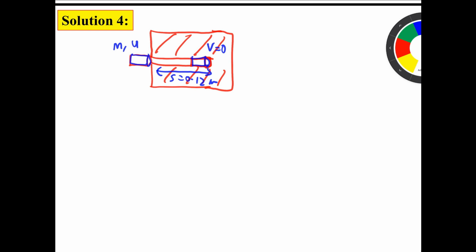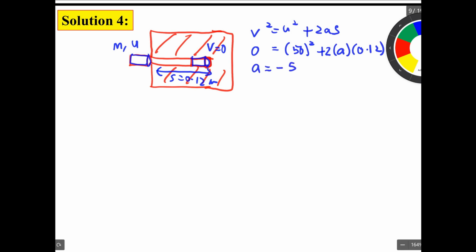Okay, so first apply V squared is equal to U squared plus 2AS. Okay, V is 0. U is equal to 50 squared plus 2A, which we want to find. S we have is 0.12. Okay. And then we get acceleration is equal to negative 1.04 power of 10 power of 4 meter per second squared. Okay, so we get A. Why negative? Deceleration. Okay, we have not answered the question yet because the first question asks for time.